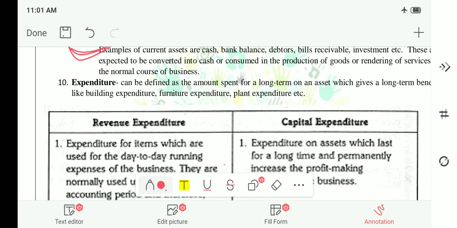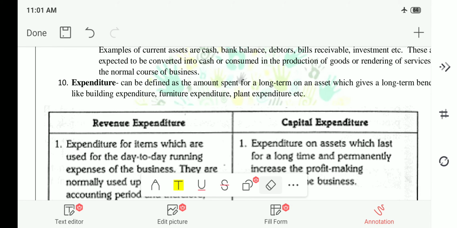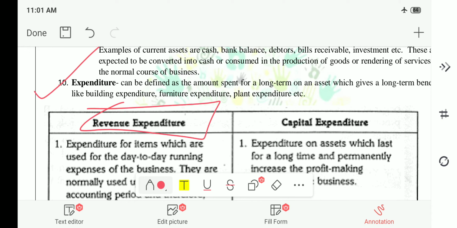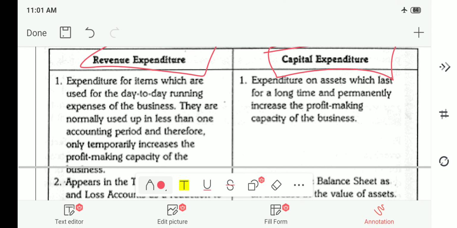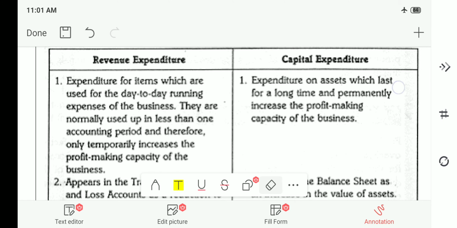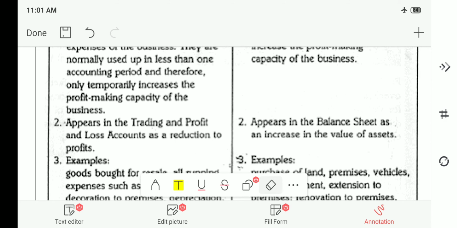Next, there are some other important terms like expenditure. In expenditure there is revenue expenditure and capital expenditure. In general terms we always think that expense and expenditure are the same, but in terms of accounting, expense and expenditure are different. In simple words we can understand it. First we will differentiate what is expense and what is expenditure.